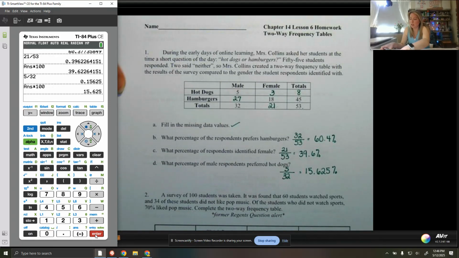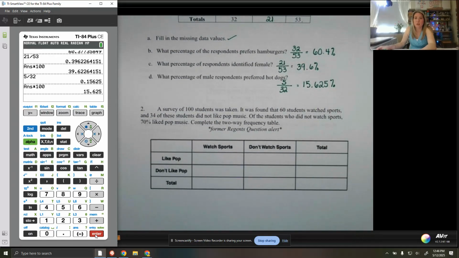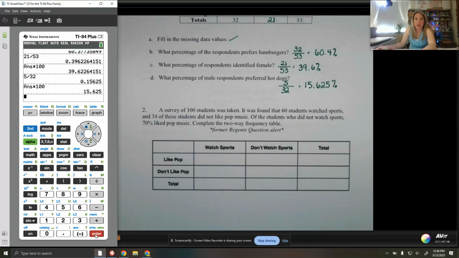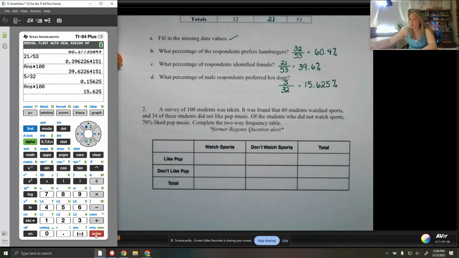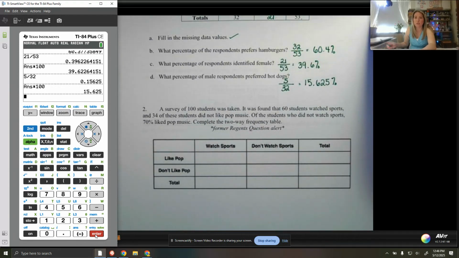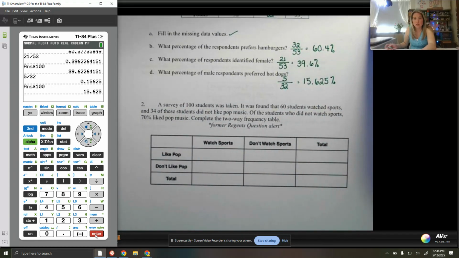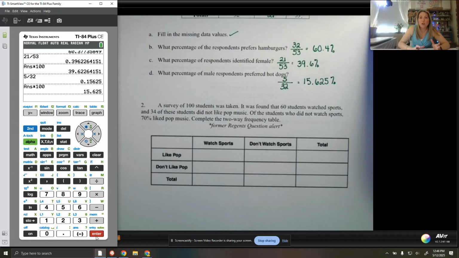Okay, last but certainly not least, let's look at this again, and this time with a former Regents question. This former Regents question was surveying 100 students, and found that 60 students watched sports and 34 of these students did not like pop music. Of the students who did not watch sports, 70% liked pop music. And we need to complete this table. So fully fill in this entire table. All right, that is the goal here.